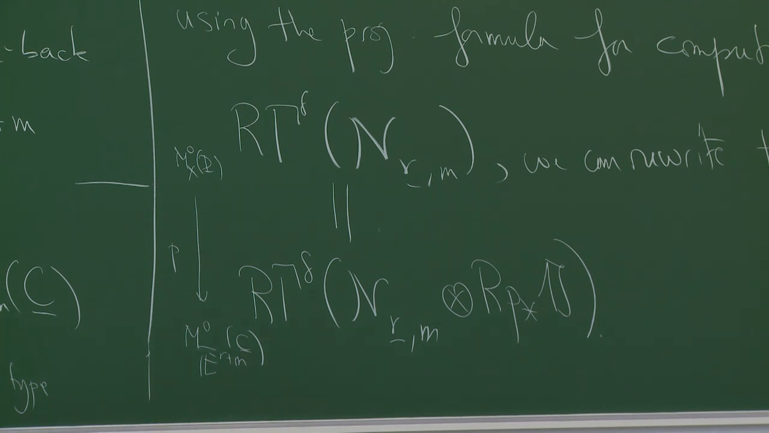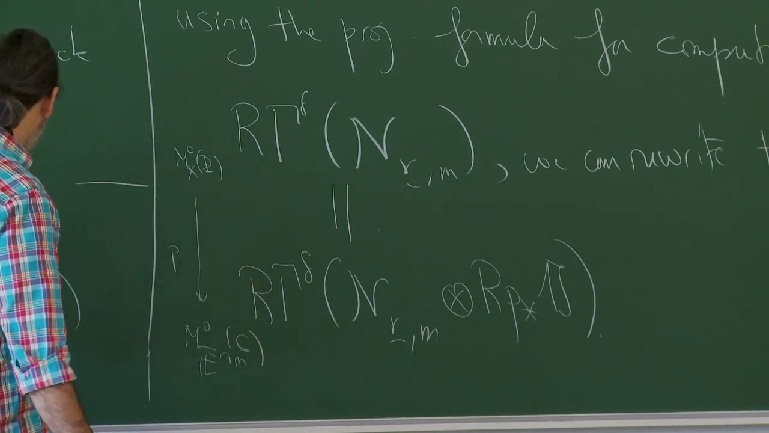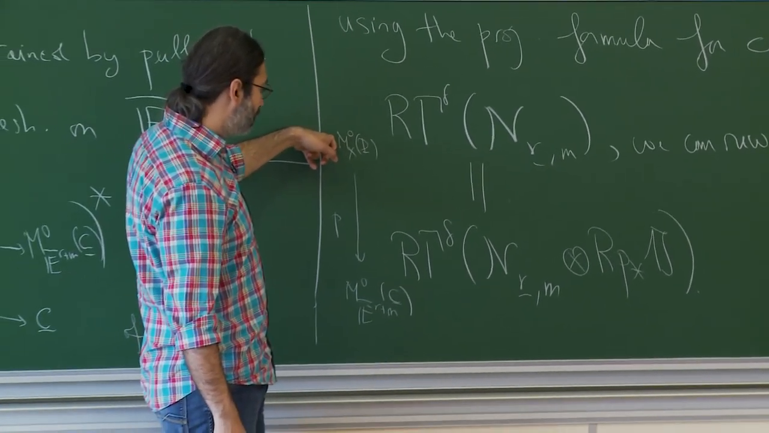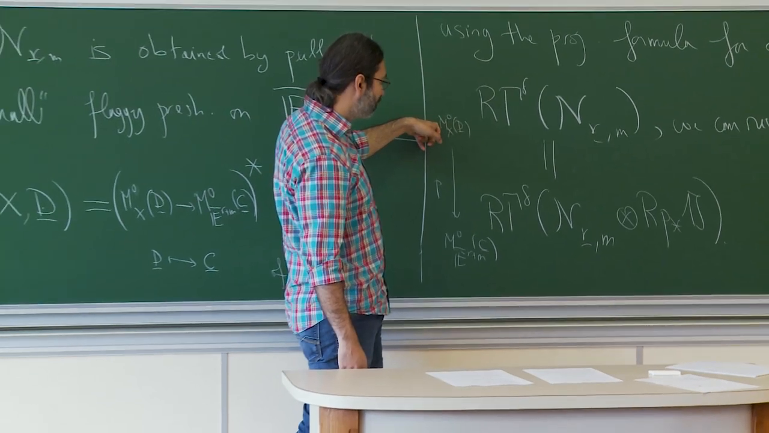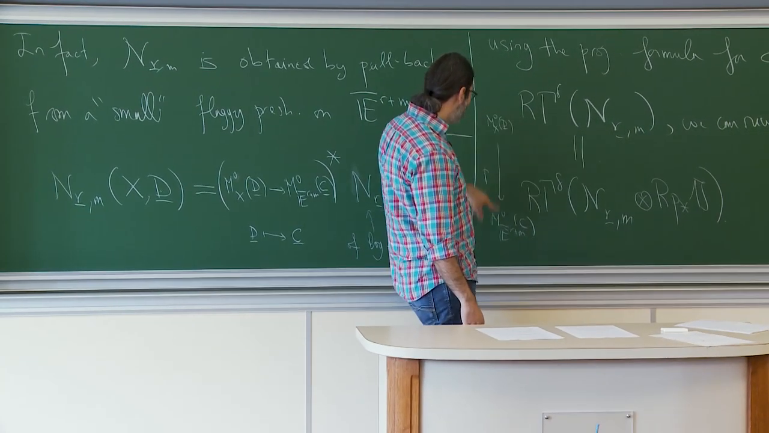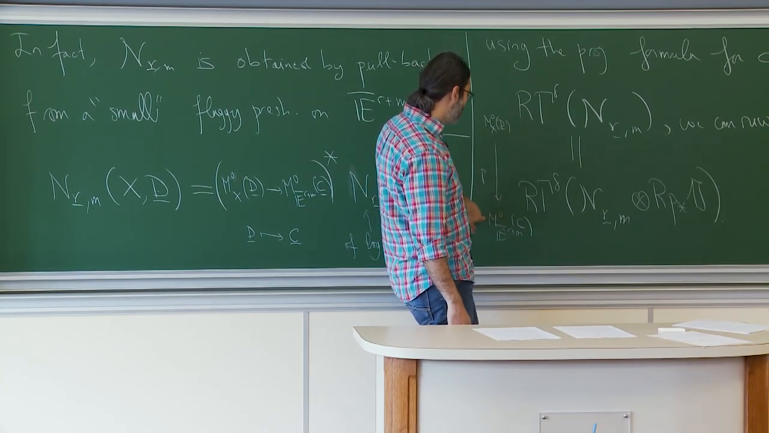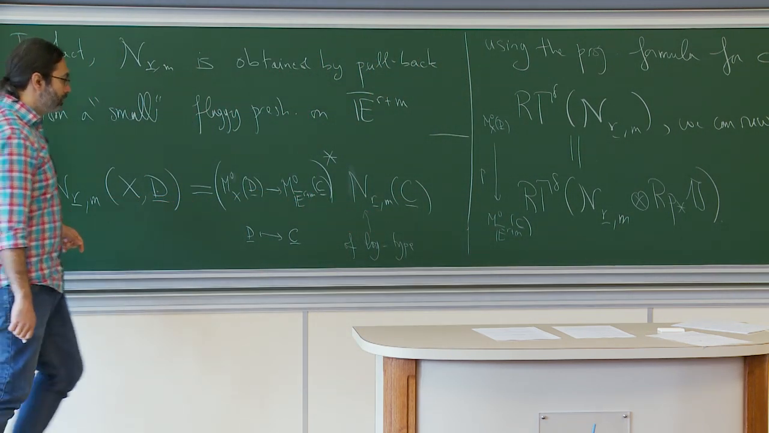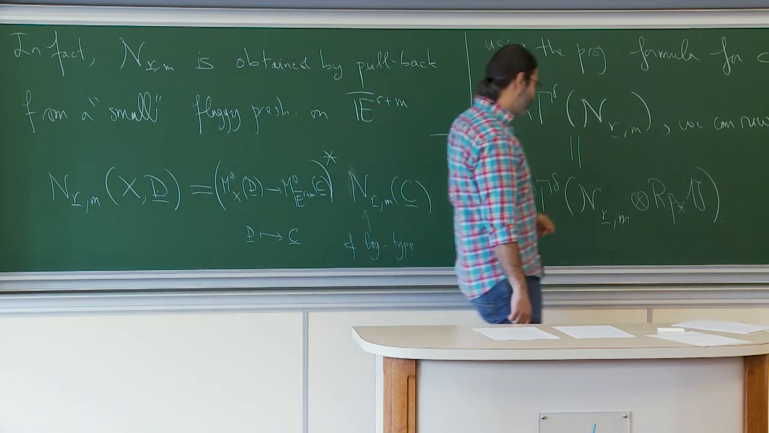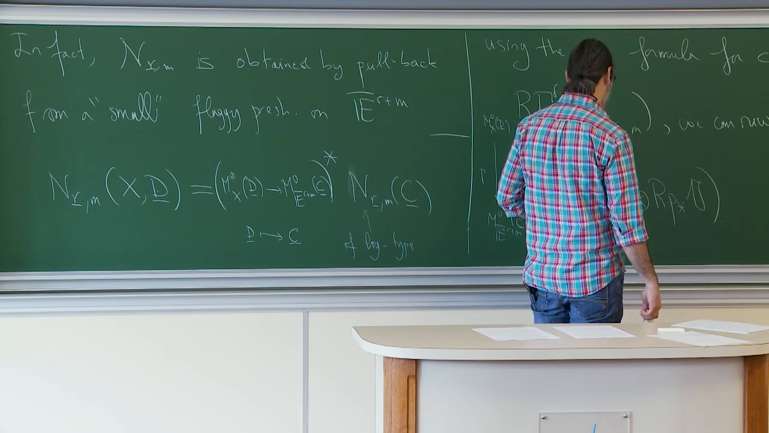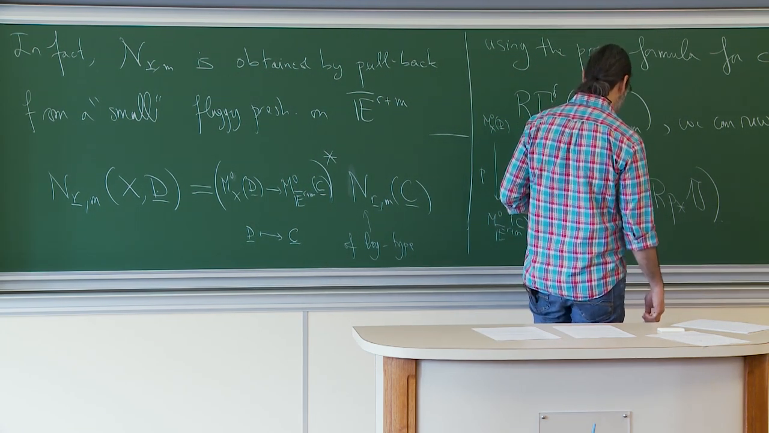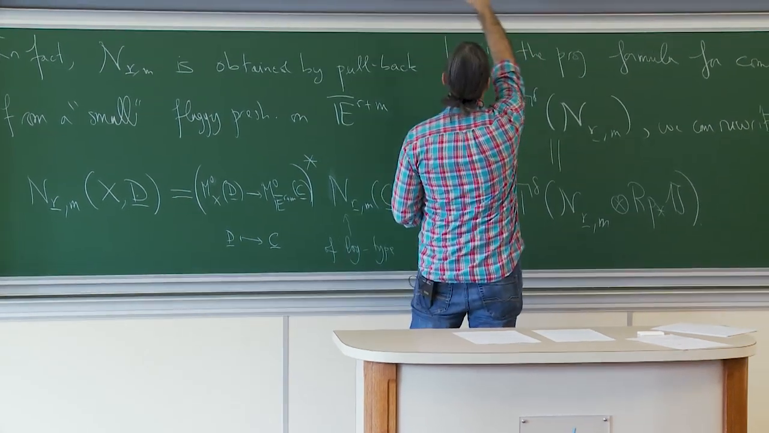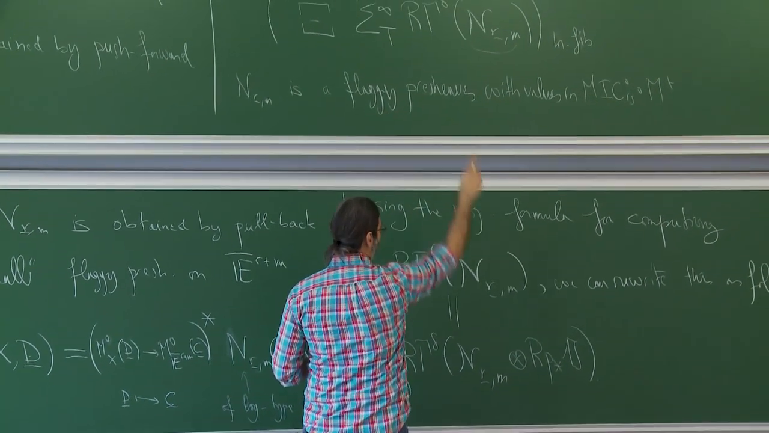Okay, so instead of taking this n here, pulling back, and then computing cohomology, I compute the direct image of the unit, and then tensor with n, and then compute cohomology again. This is the projection formula. So when I do this, I can replace in this formula this part by this part.